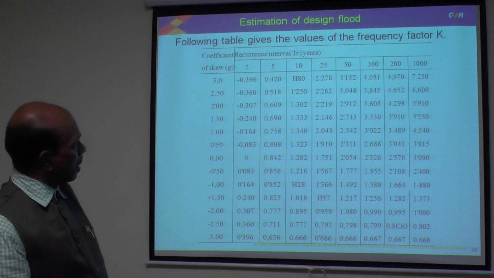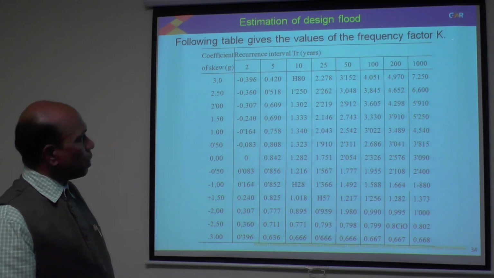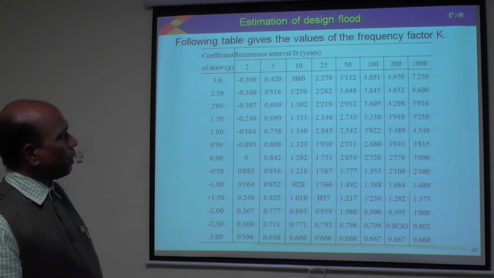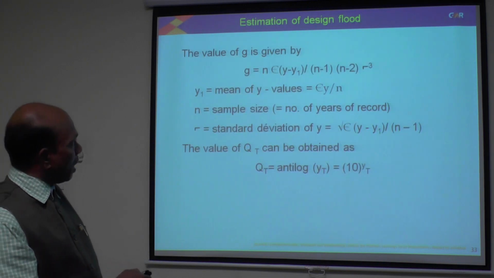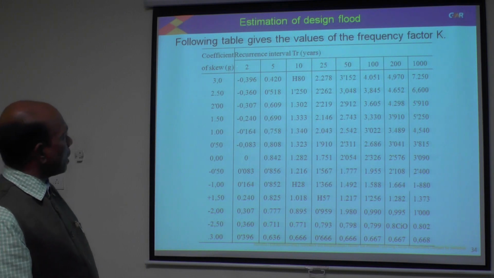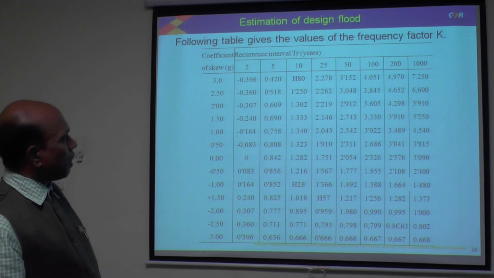Right, here this is the table for the determination of K value, that is the frequency factor. This frequency factor depends upon this g value. Already we determined the g value here by using this formula, and the return period is also given. So based on the return period here: 2 years, 5, 10, 25, 50, 100, 200.